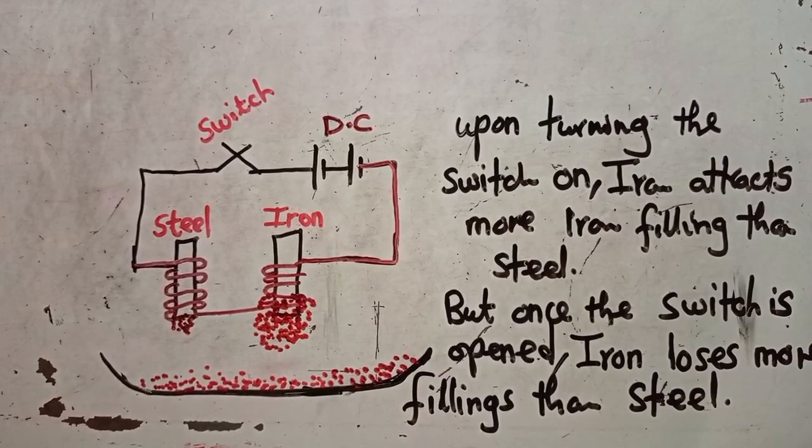So in conclusion, because of their magnetic properties shown in the demonstration of these experiments that we've done, iron and steel have the following uses. One, iron is used in temporary magnets, for example electromagnets. Electromagnets are made of iron. But steel is used in making permanent magnets. This is what you need to get and understand.